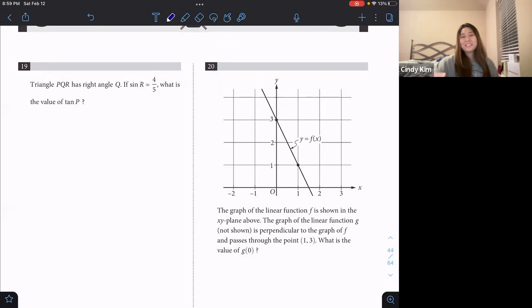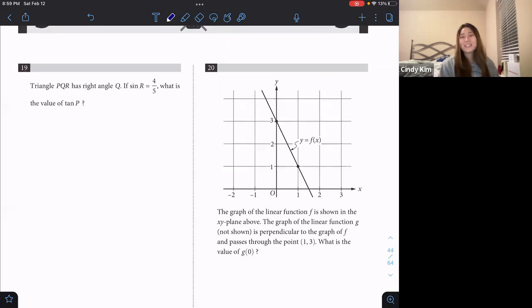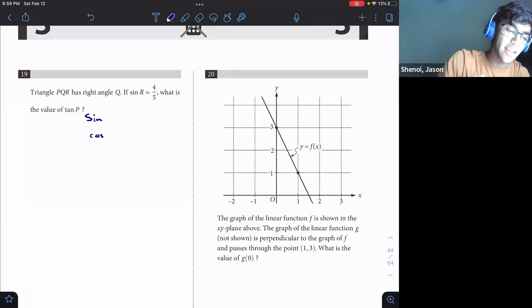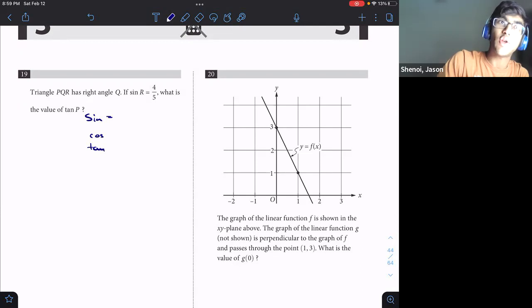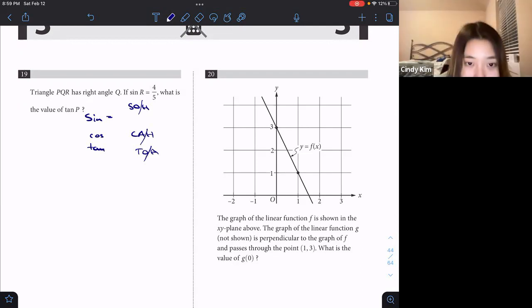I want you to say sine, cosine, and tangent. Sine, cosine, and tangent. What is sine equal to? SOHCAHTOA, right?